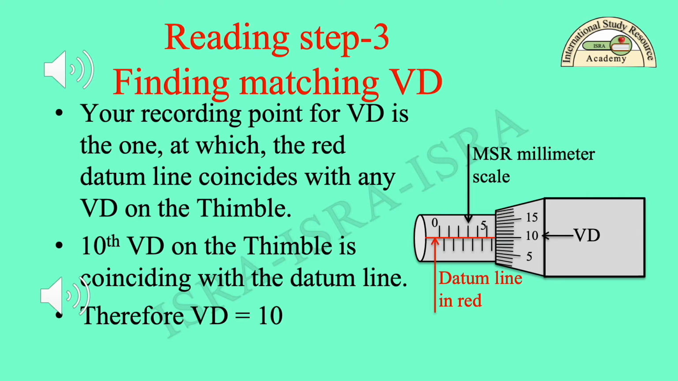Reading Step 3. Finding matching VD, vernier division. Your recording point for VD is the one at which the red datum line coincides with any VD on the thimble. 10th VD on the thimble is coinciding with the datum line. Therefore, VD, vernier division, is equal to 10.